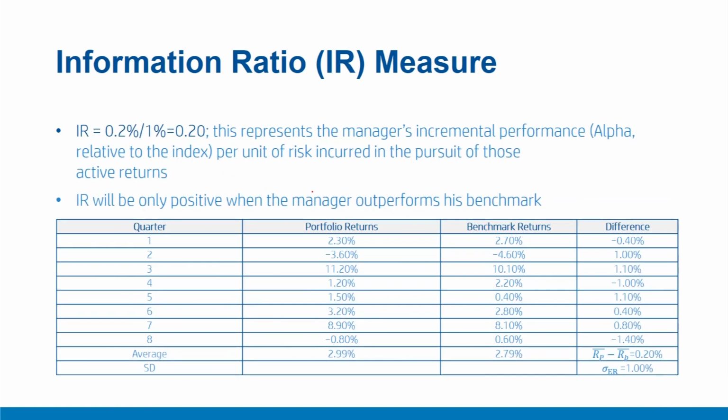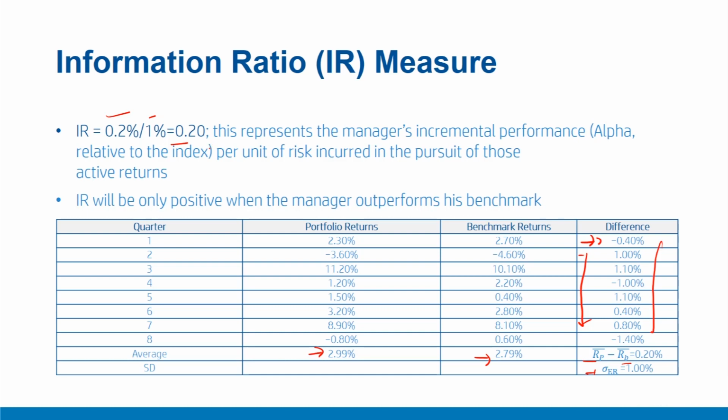In order to compute the IR ratio, we will first compute the differences between portfolio and benchmark returns. These are the differences. Then, once we have these differences, which is RP bar minus RB bar, we'll compute the average of these differences, that is RP bar minus RB bar. We have the average RP bar here and RB bar here, average of returns, and then we'll compute the standard deviation of these differences. The standard deviation works out to 1%. So the information ratio here is 0.2% upon 1%, which is 0.20.